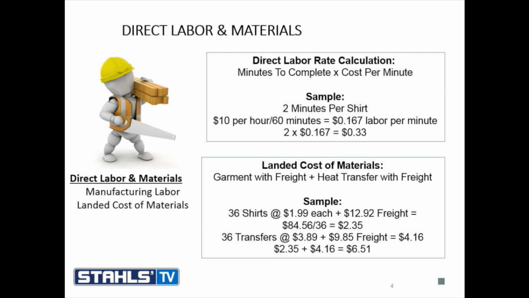A good sample, directly below, is if we have roughly 2 minutes per shirt for a design. If I'm paying the employee or myself $10 per hour, I'm going to divide that by 60 minutes, and I'm going to get about 17 cents in labor per minute. That's going to be my rate, 16.7 cents. Simple math would show you 2 minutes times that labor rate equals 33 cents. So this is a little bit of the logic that we're going to see when we look at this cost calculator tool that you have access to, how it's calculating.